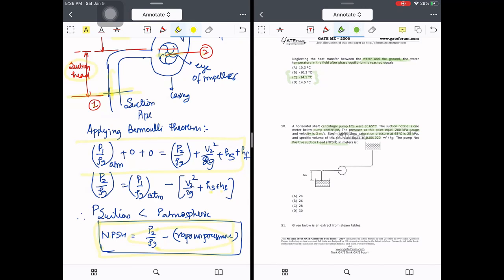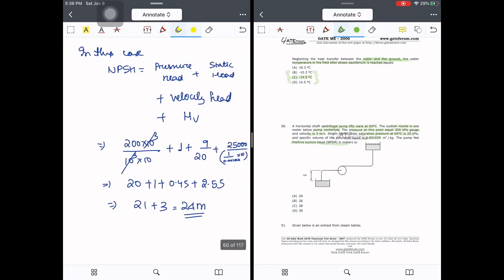Okay. So NPSH is equal to P2 by rho g minus vapor pressure. This is to be remembered. Net positive suction head is equal to P2 by rho g minus vapor pressure. This is the minimum amount of pressure that is required to suck the liquid through the suction pipe.